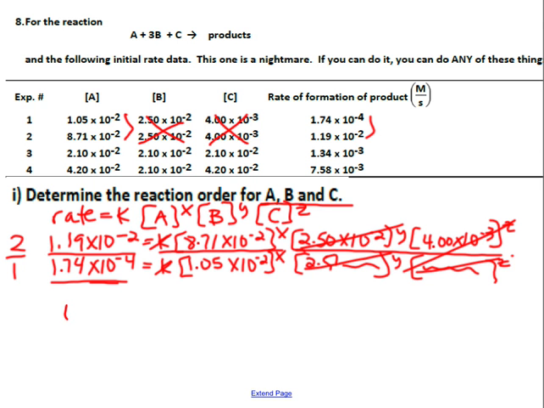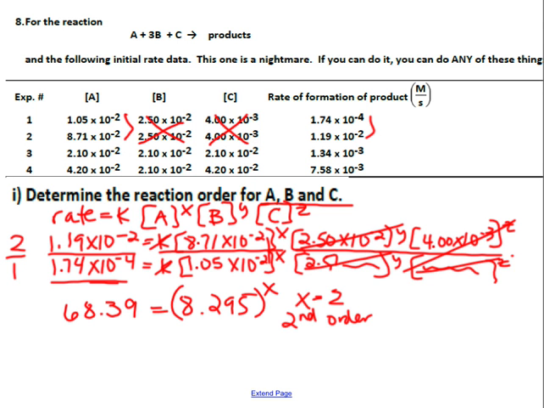So when I divide these two things, I get 68.39 is equal to, and I divide this, I get 8.295 to the x, so I just divided those two numbers. When I put this in my calculator, pretty gosh darn close to 2. So x is equal to 2. So this is second order with respect to a. So the order with respect to a is 2.